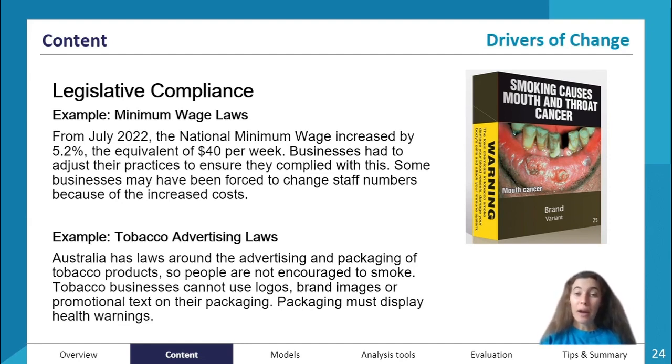Another example is tobacco advertising laws. So, Australia has laws around the advertising and packaging of tobacco products, and this is all aimed around trying to discourage people from smoking. And so, tobacco businesses can't use logos, brand images, or any promotional text on the packaging. And instead, packaging has to display health warnings and images that are going to display what the health impacts could look like.